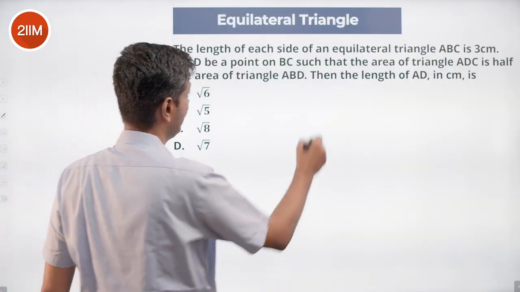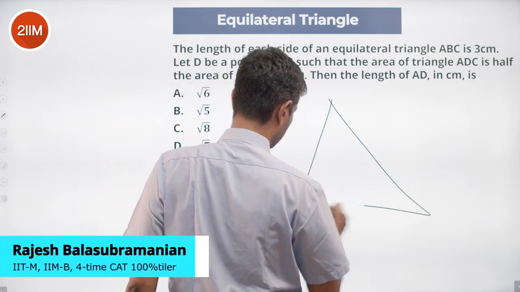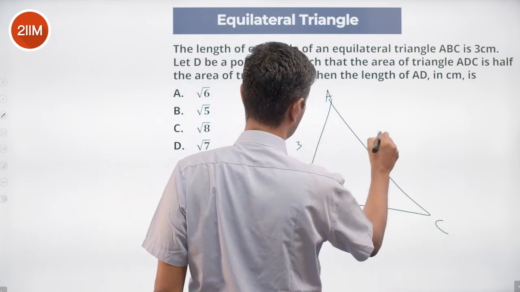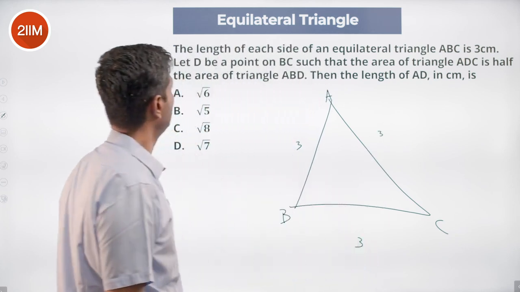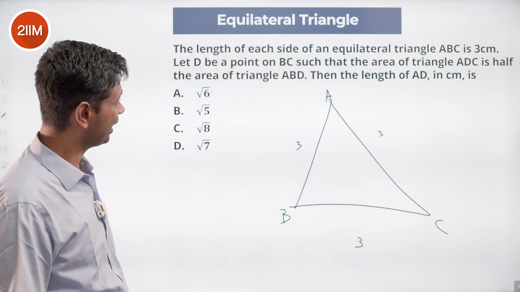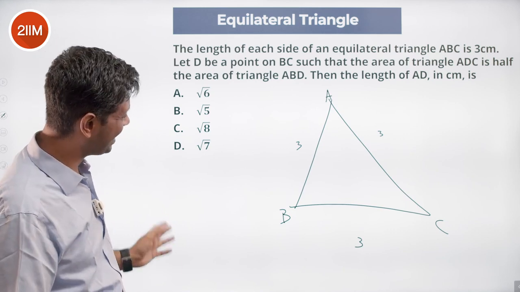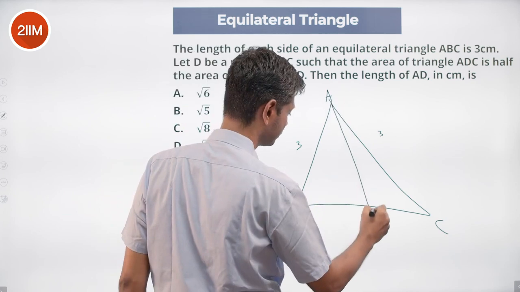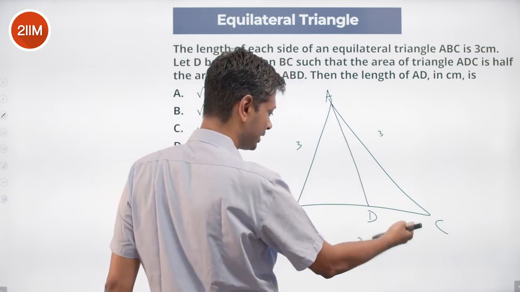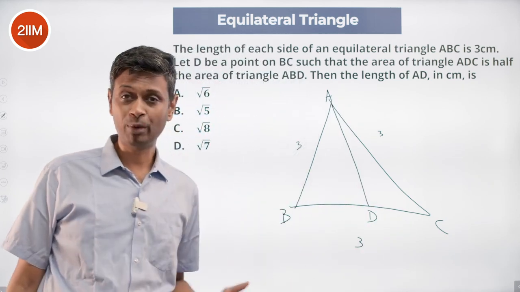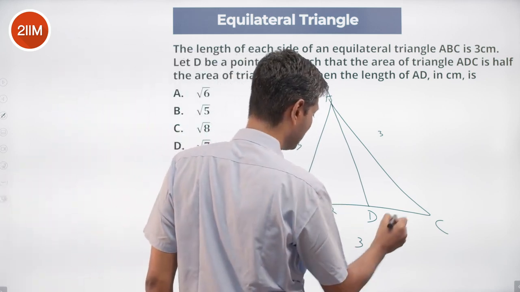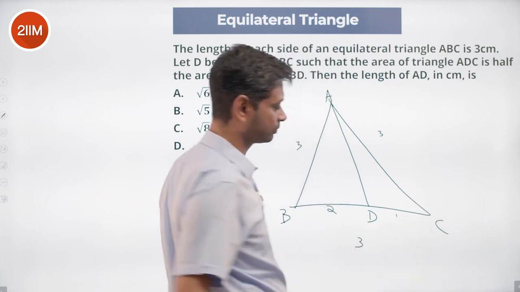The length of each side of an equilateral triangle ABC is 3 centimeters. ABC: 3, 3, 3. Let D be a point on BC such that the area of triangle ADC is half the area of triangle ABD. D is some point here. This area is half of this. The height is the same. Bases should be in the ratio 1:2. So BD is 2, DC is 1.